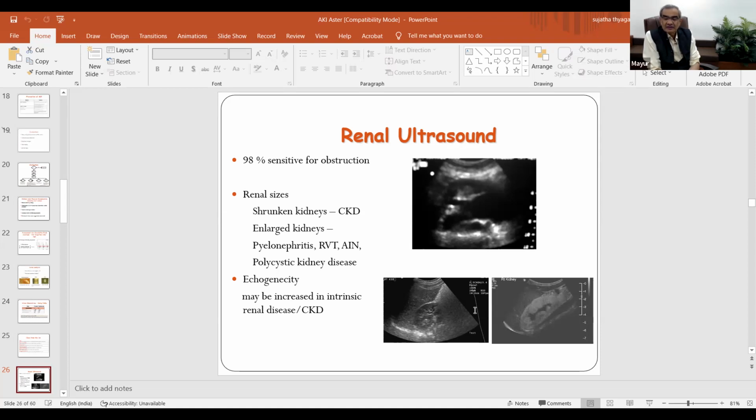We expect kidney size to be normal in acute kidney injury, but if you find it to be small and shrunken, it is suggestive of an underlying chronic process. Enlarged kidneys, like in pyelonephritis, renovascular hypertension, acute interstitial nephritis. But markedly enlarged would be obstructed kidneys and polycystic kidney disease. And you look at the echogenicity as well, it will be increased in intrinsic renal disease.